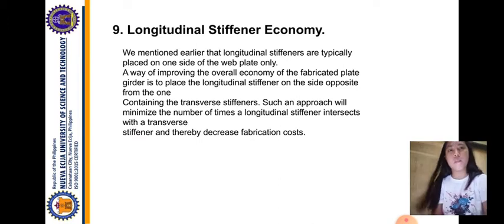Longitudinal stiffener economy. We mentioned earlier that longitudinal stiffeners are typically placed on one side of the web plate only. A way of improving the overall economy of the fabricated plate girder is to place the longitudinal stiffener on the side opposite from the one containing the transverse stiffeners. Such an approach will minimize the number of times a longitudinal stiffener intersects with the transverse stiffener and thereby decrease fabrication costs.